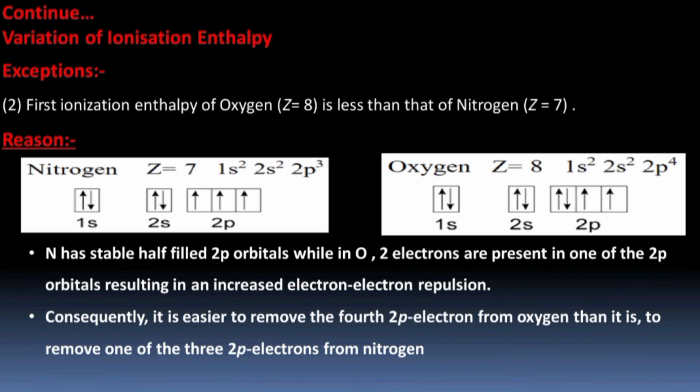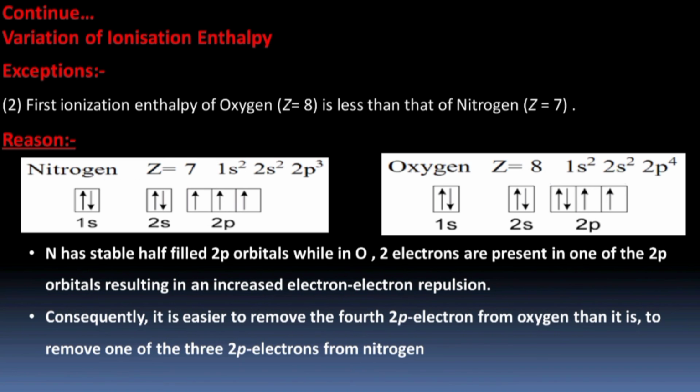A similar type of exception is also there in the first ionization energy of oxygen, which is less than that of nitrogen. Here again the reason is electronic configuration. Nitrogen has configuration 1s2, 2s2, 2p3, and oxygen has 1s2, 2s2 and 2p4. 2p3 has half-filled stability. Due to that, it is difficult to eject the electron from nitrogen as compared to oxygen.